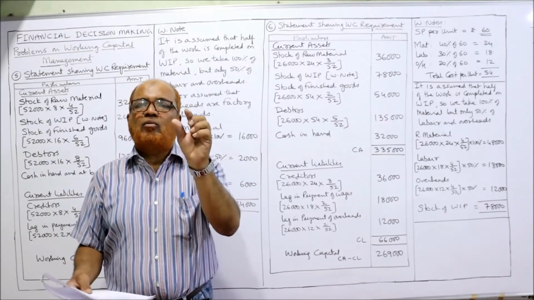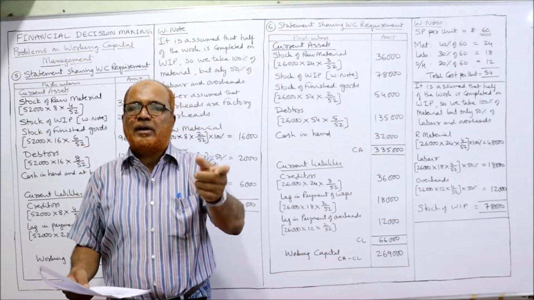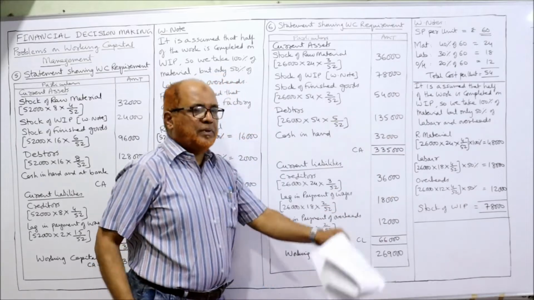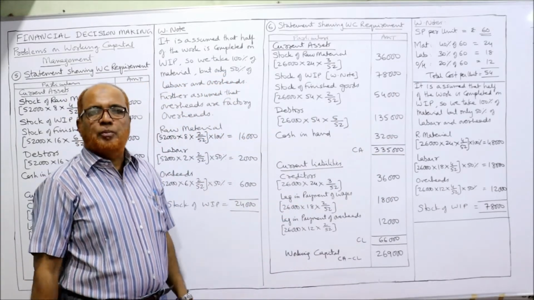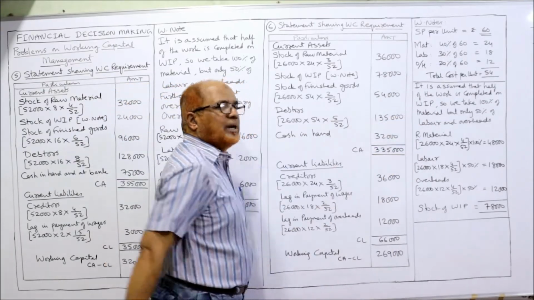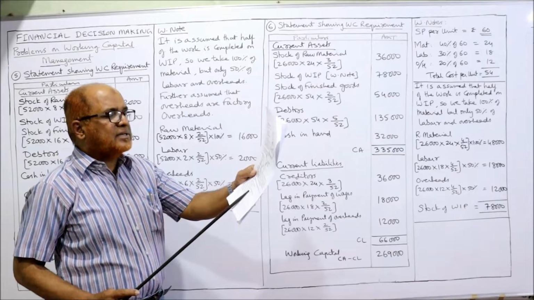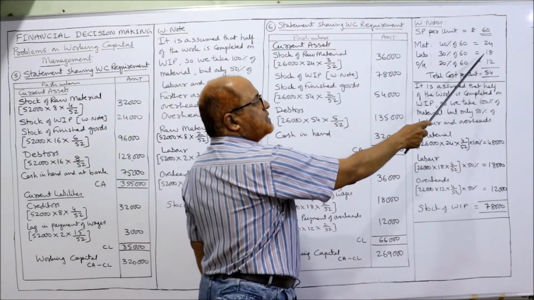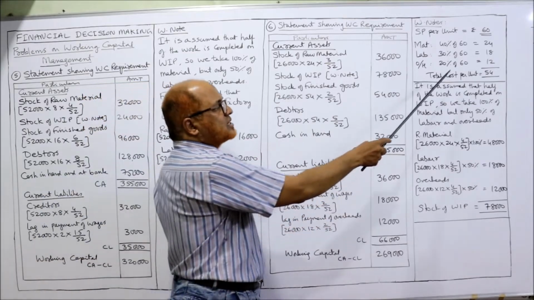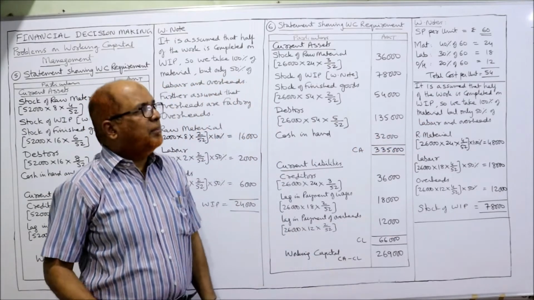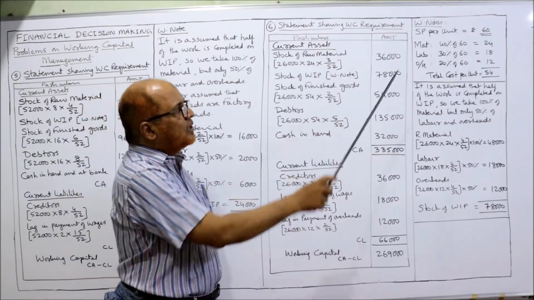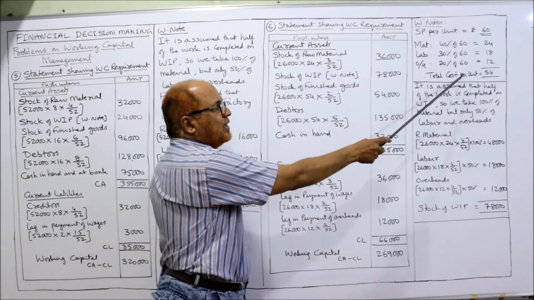So first of all, we calculate what is the material cost per unit, labor cost per unit, and overhead per unit. Here you can see. Selling price per unit is 60 rupees given. Of that 60 rupees, 40% is material. So material 40% of 60 comes to 24. Labor is 30%. So 30% of 60 rupees, 18 rupees. And overheads are 20%. So 20% of 60, 12 rupees. So we got material per unit 24, labor per unit 18 and overhead per unit 12. So total cost per unit is 54.